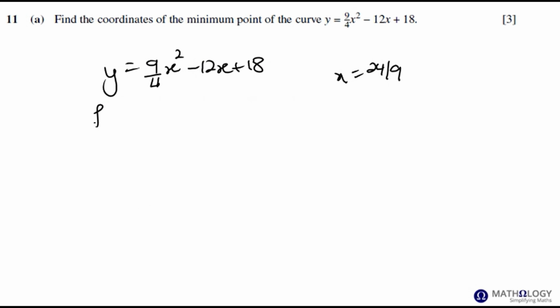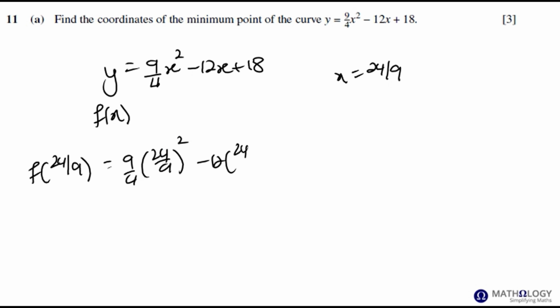So if we call y f of x, then f of 24/9 is 9/4 times (24/9) squared minus 12 times 24/9 plus 18. That equals 2. So the minimum point, the stationary point, is (24/9, 2).